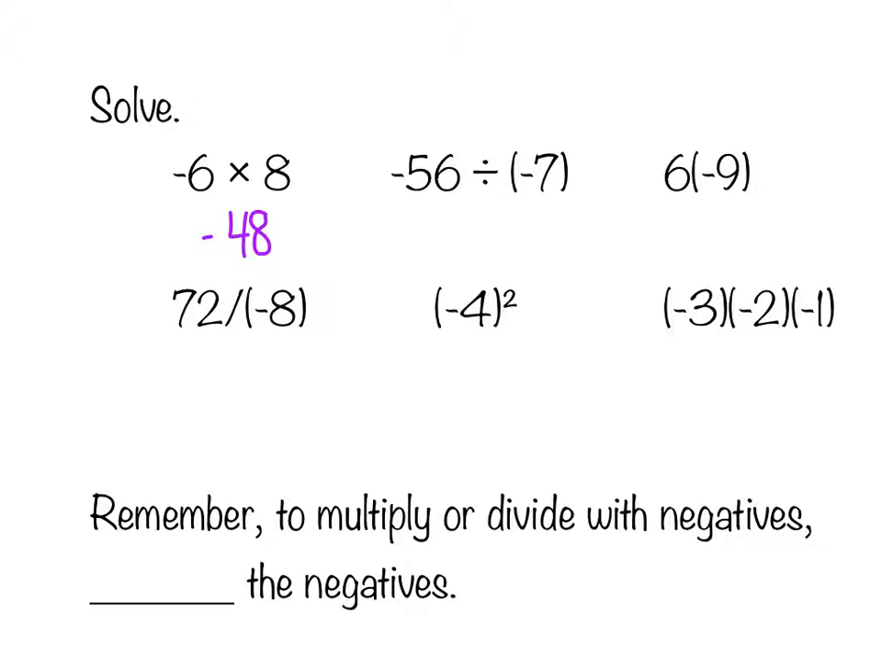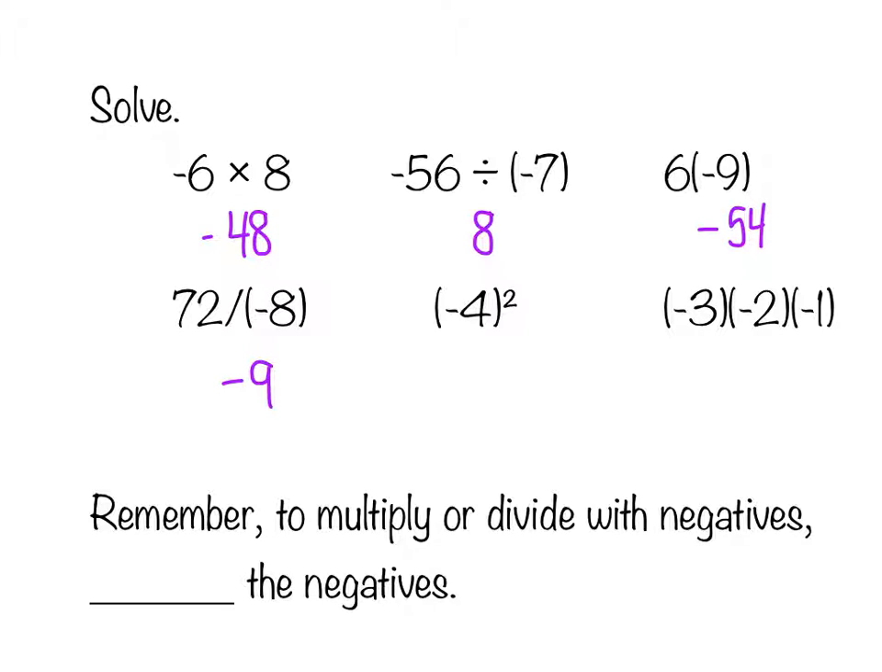For the second one, negative 56 divided by negative 7 is positive 8, because two negatives makes a positive when you multiply and divide. 6 times negative 9 is negative 54. One number negative, so our answer is negative. Also have one negative number here, 72 divided by negative 8, so it's going to be negative 9.